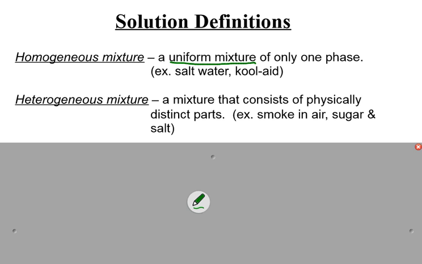A heterogeneous mixture, on the other hand, is a mixture that consists of physically distinct parts, so I can actually see the different parts. For example, if I see smoke in the air, I can distinguish where the smoke is versus the clean air. Sugar and salt mixed together, if I look closely under a magnifying glass, I can see the different crystals that are the salt and the sugar.